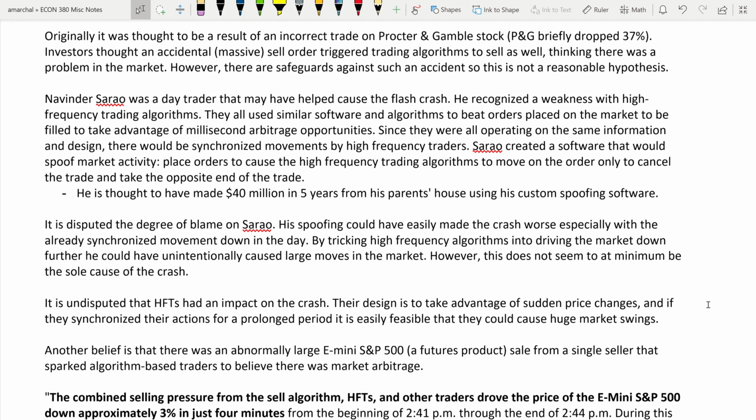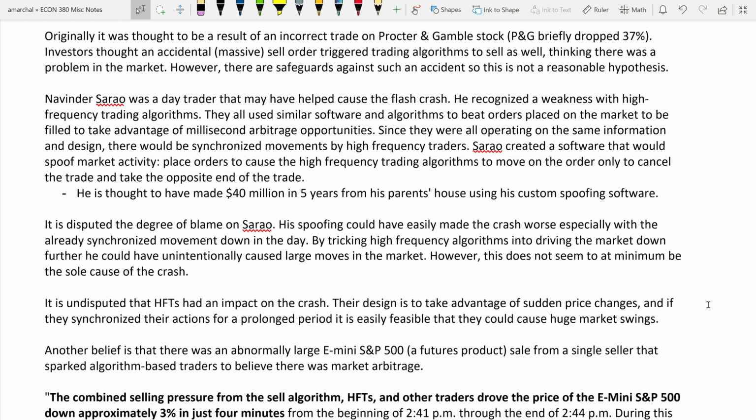Now, a final belief is that once again, this is rooted with high frequency trading, but it was actually started by a very large sale of E-mini S&P 500s. So this is just a basic S&P 500 futures product from a single seller, and that actually is what sparked these algorithmic trading features to believe that there was some sort of market arbitrage where the futures market is mismatched from the underlying S&P 500, and so these algorithms raced to drop the S&P 500 to meet this abnormally large E-mini S&P 500 sale.